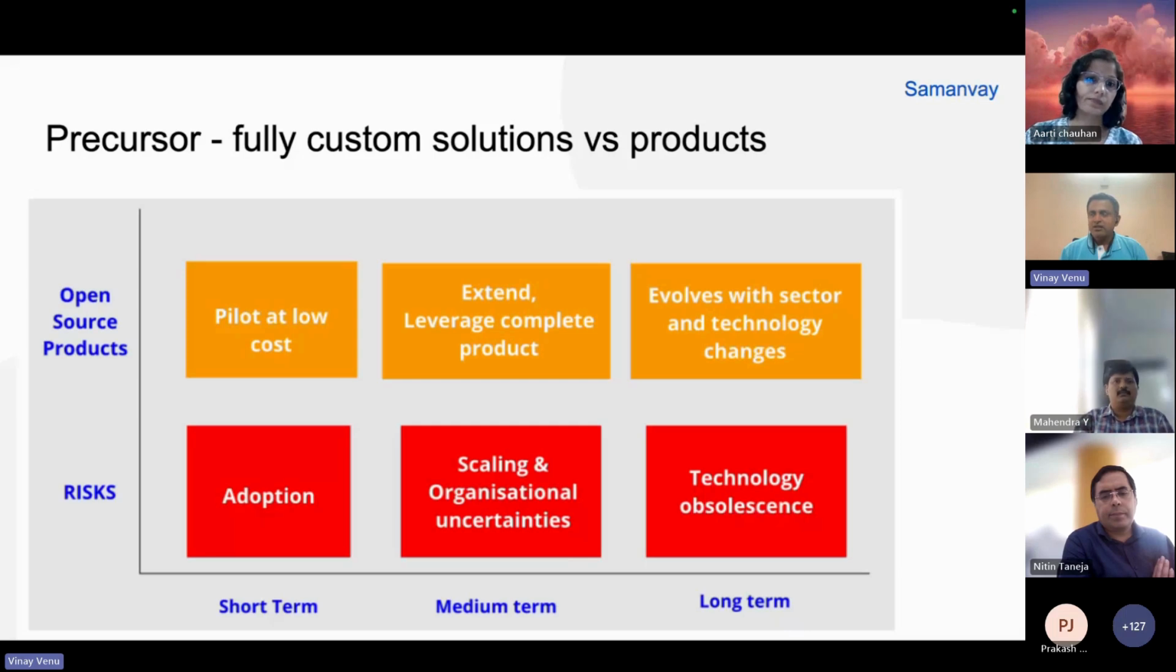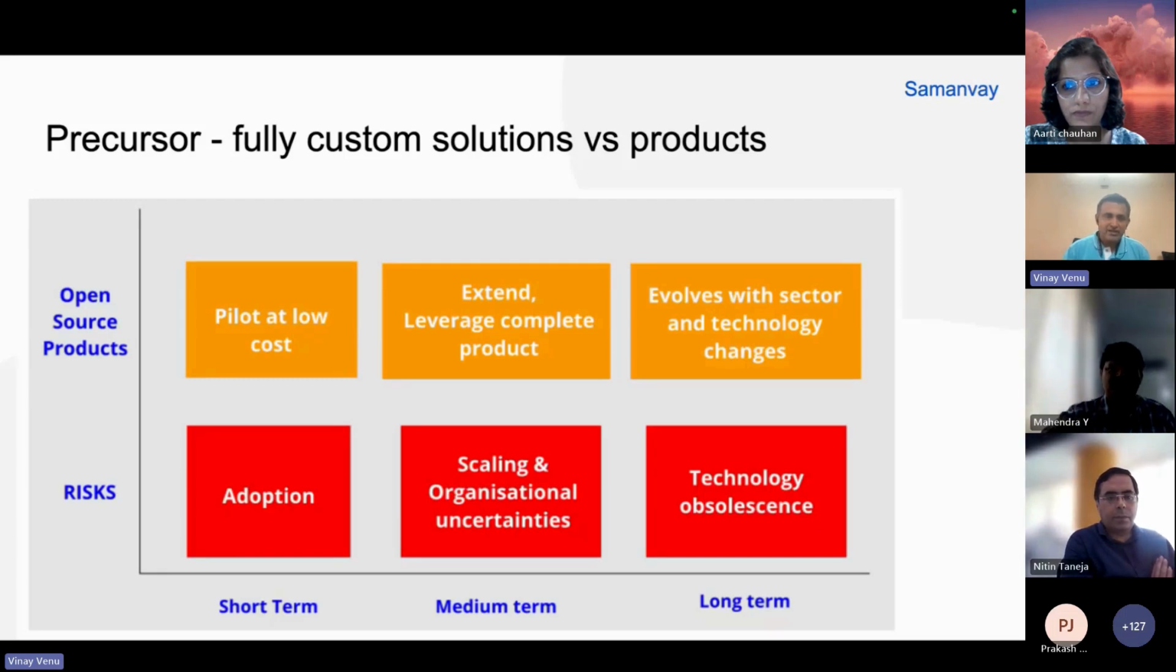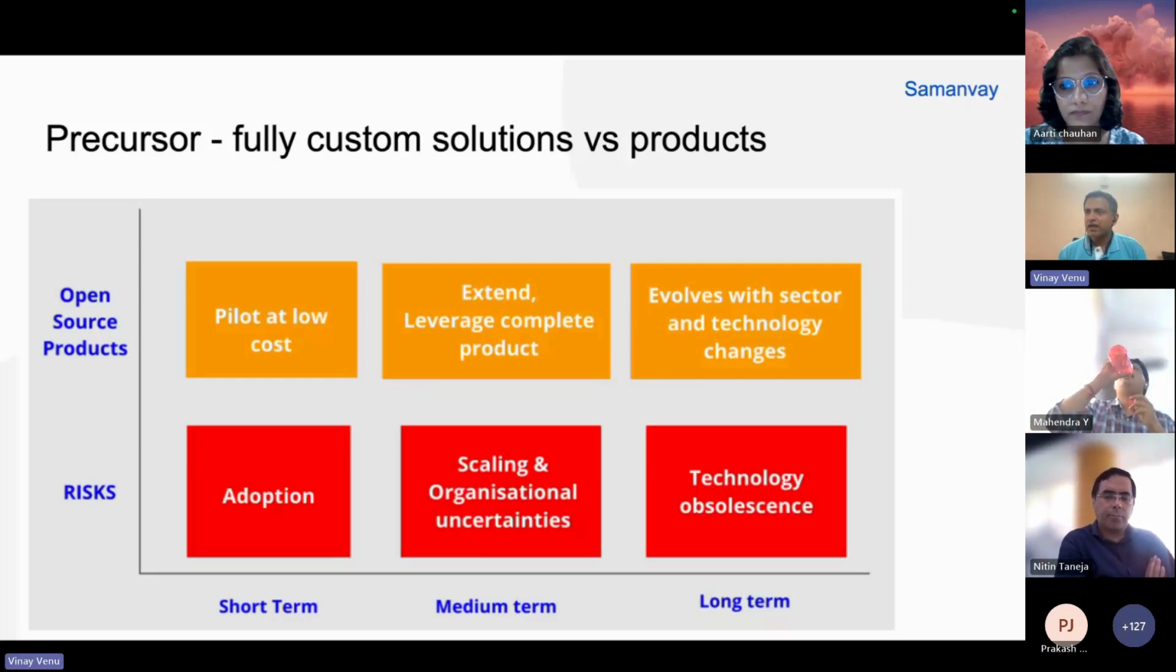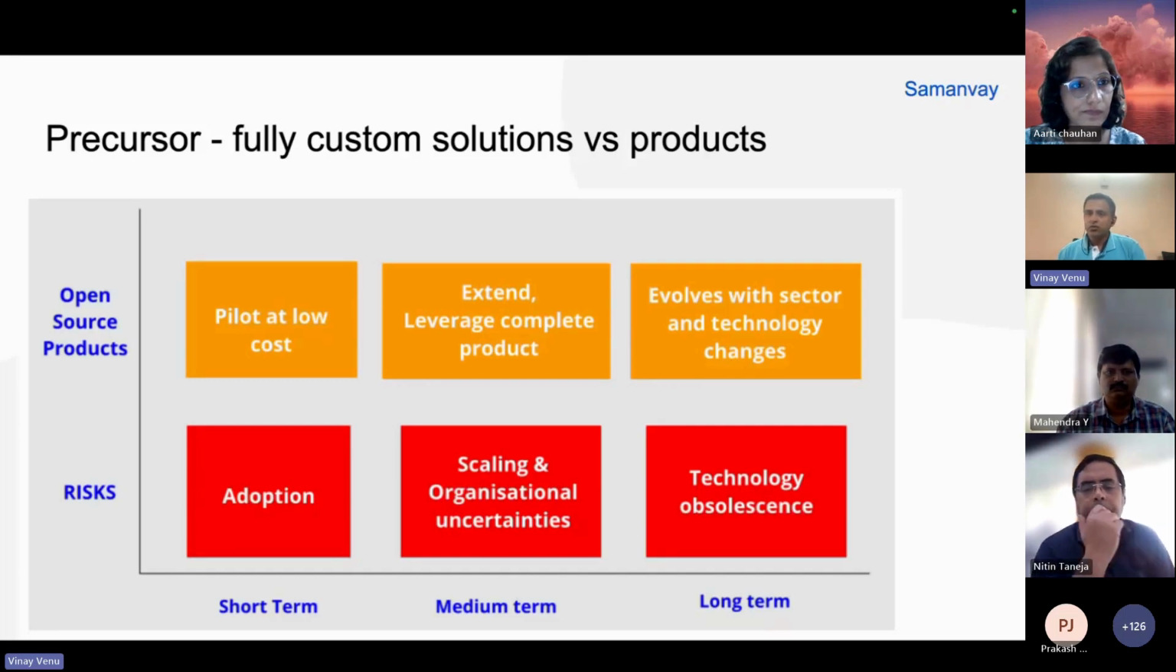And products are usually better in this sense because they're being used by multiple people, and the problems are common across. Because of that, products usually tend to have a better bang for the buck, at least in the short term and the long term. In the short term, it makes things easy because you can pilot things at low cost. And in the long term, they keep evolving because many customers would also need it. So it keeps evolving, and you would have what you need 10 years from now if you go with a product.